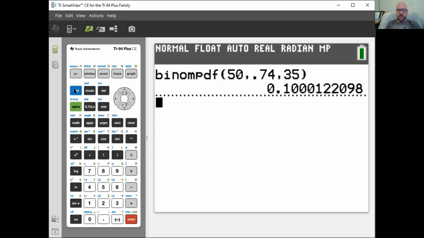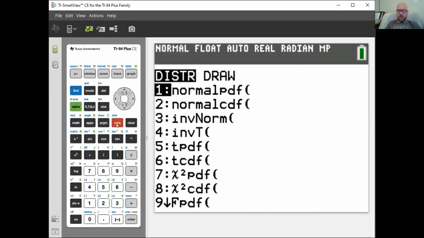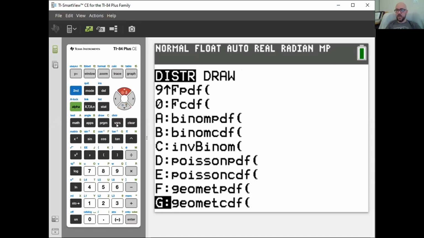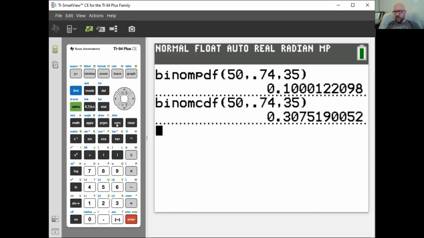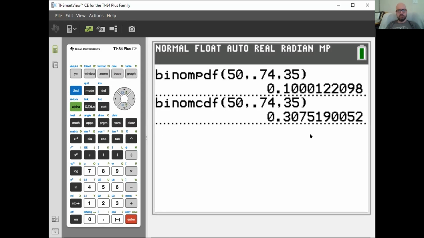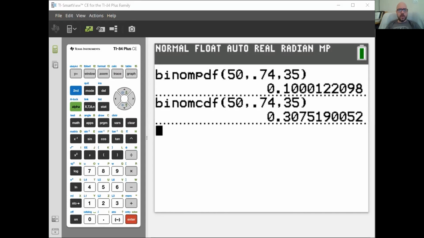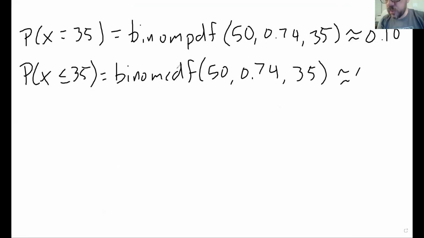We're going to go to distributions. So second vars, binomial CDF. And by the way, I don't know if you know this, but if you hit up at the top, it'll scroll to the bottom, like Pac-Man style. Binomial CDF. 50 trials, 74% chance of success. 35 is the number I'm interested in. And here we get 30.75%, 0.3075. All right, let's go put that on the board. 0.3075.